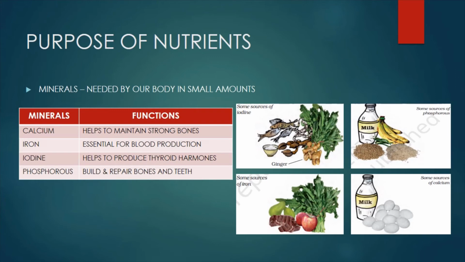The second one is iron. Iron plays a major part in blood production and it also strengthens our body. Its main sources are apple, brinjal and spinach.